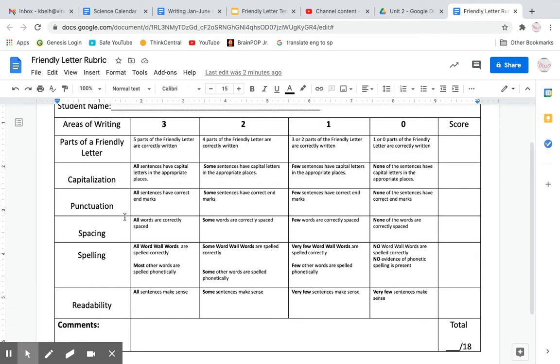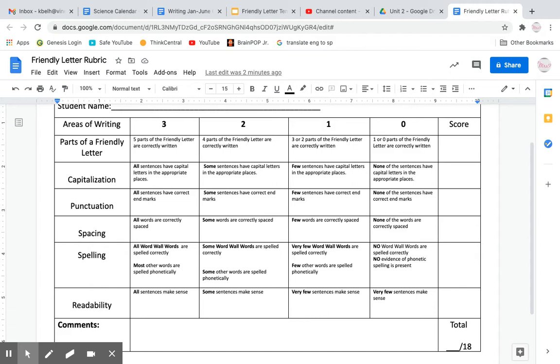Spacing. Okay, I'm looking to see if you put spaces between your words. Remember that long space bar that we hit in between our words? Spelling. I'm looking to see, are your words spelled correctly? Now remember, they don't have to be perfect, but we need to make sure that we are sounding out our words, okay, and doing the best we can with spelling.